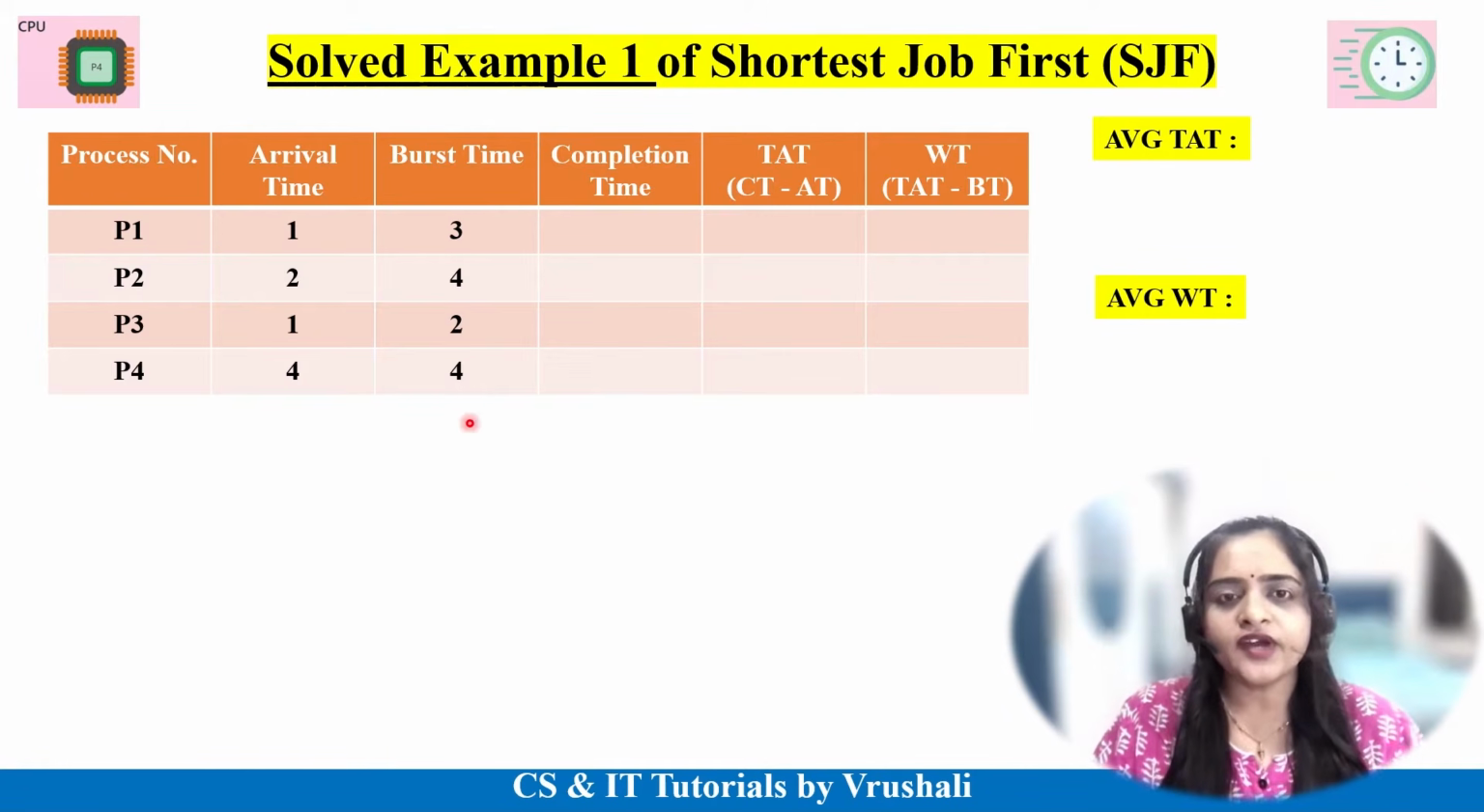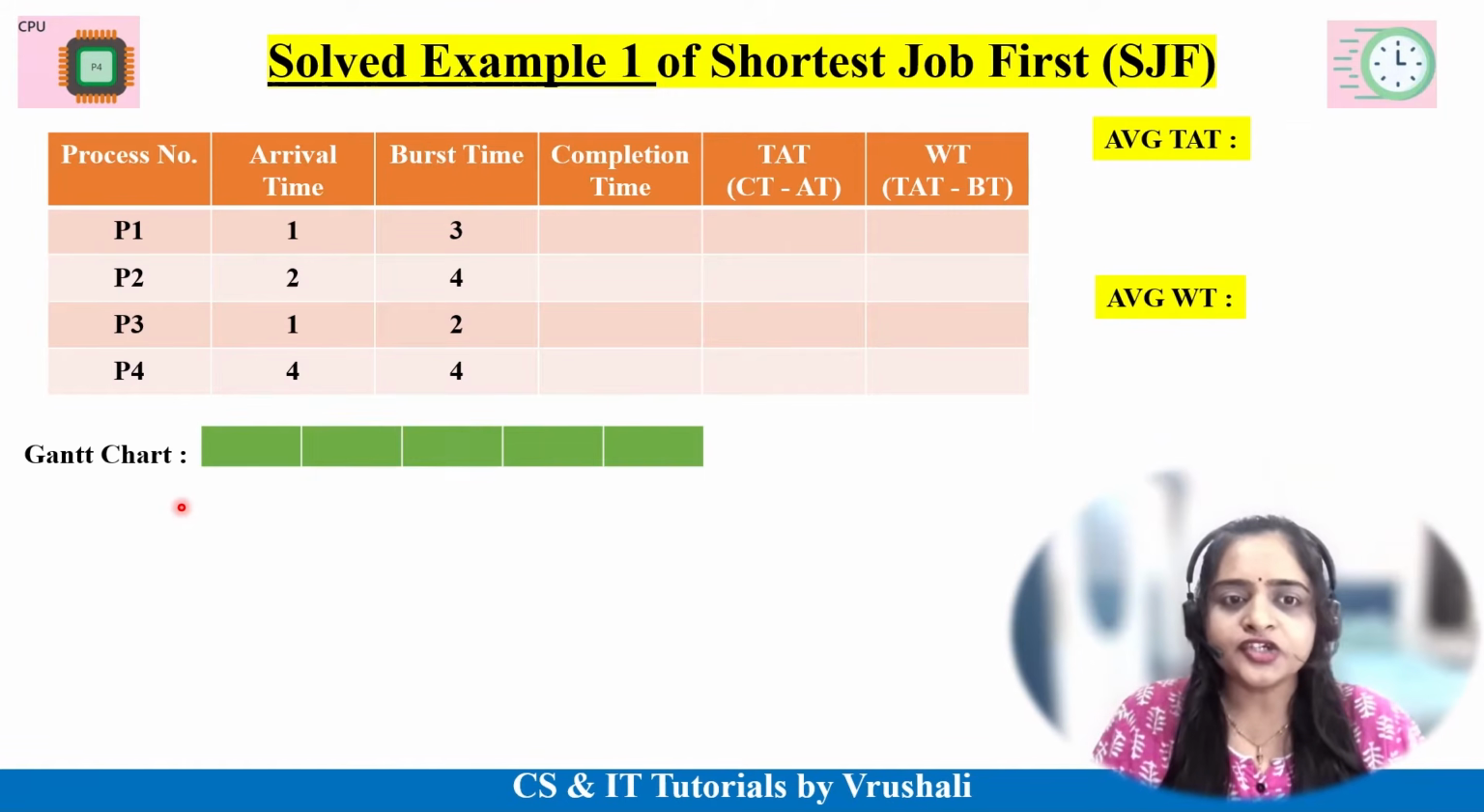Now you need to find out completion time, turnaround time, waiting time, then average turnaround time and average waiting time. This type of question is generally asked for 8 to 10 marks in your university exam. So let's see how to solve this. The first step is you need to draw the Gantt chart. A Gantt chart shows a visualization of each and every process. It makes it easy to solve the particular example.